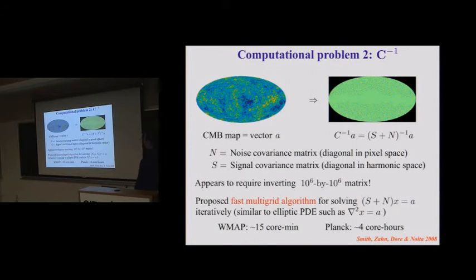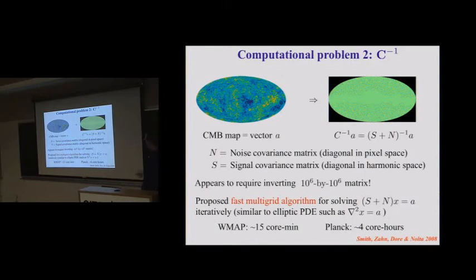So the reason this is hard is that the noise covariance is diagonal in pixel space. At least that's a good approximation in WMAP. There's noise in each pixel, but distinct pixels are uncorrelated with each other. The S is the signal covariance, the intrinsic correlation function of the CMB, which is diagonal in harmonic space. If you had to invert either of these matrices individually, it would be trivial, and then you just go to the basis where you're diagonal. But when you sum them, there's no basis where the inversion is trivial, and this appears to require inverting a matrix whose size is the number of pixels in the map.